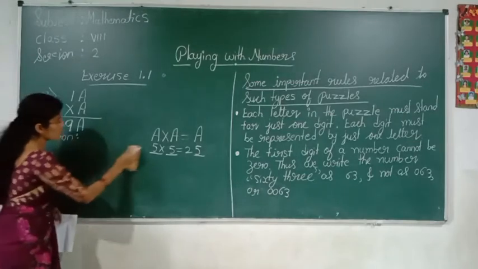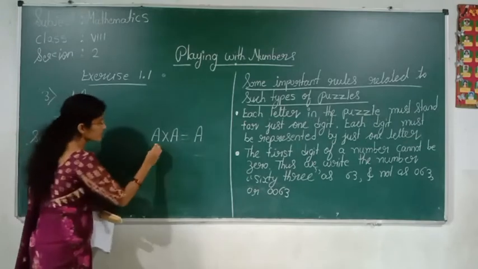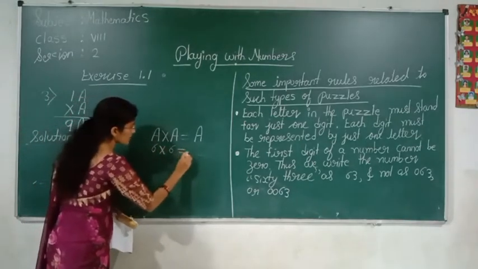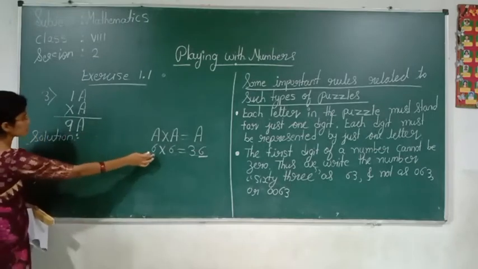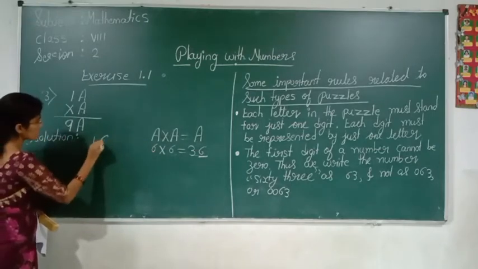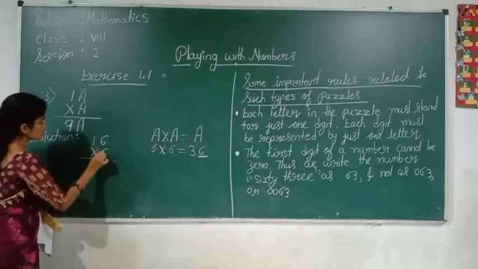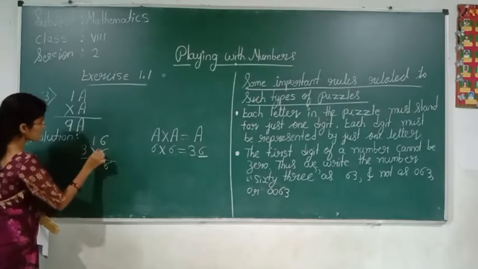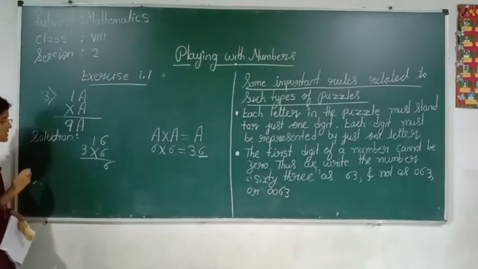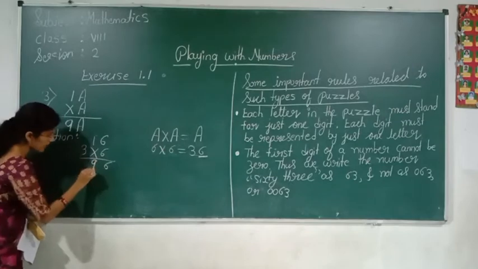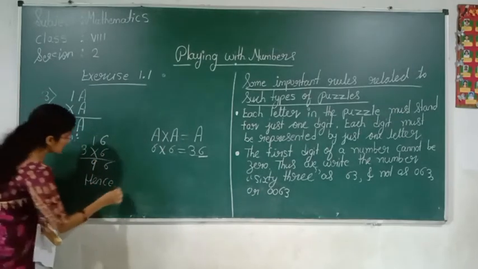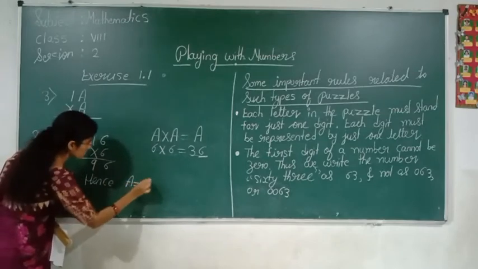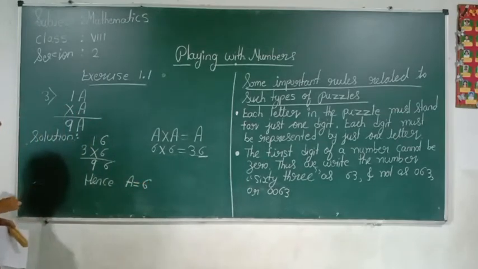Yes. Now go for the next digit, 6. 6 6s are 36. This is the same now here. Now we will check it. Put A value as 6. 16 into 6. 6 6s are 36. 6 1s are 6. 6 plus 3 is 9. Hence what we can write? Hence A value is 6.